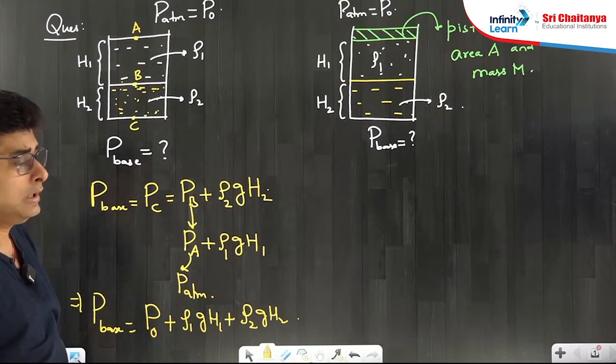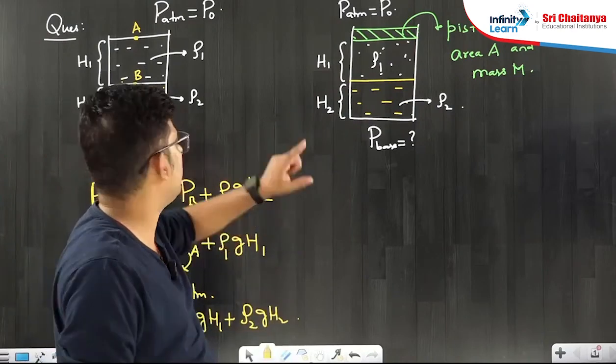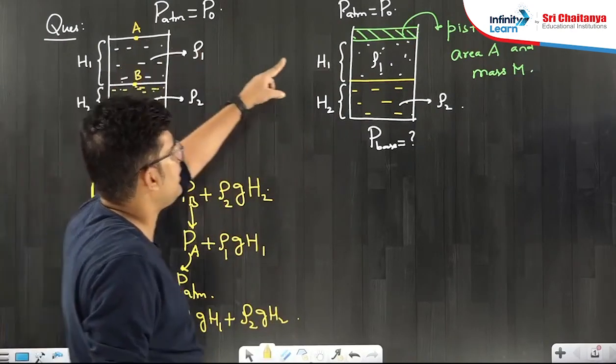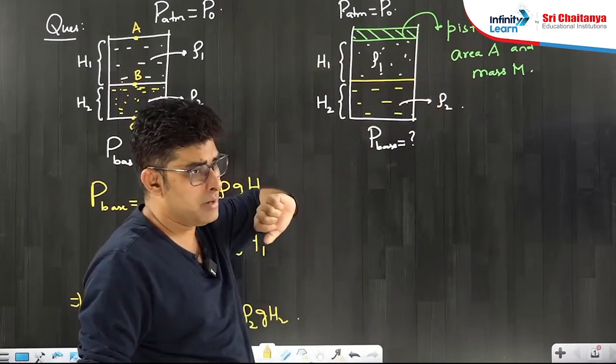Okay. Now the same thing if I apply here, the case is slightly different, because the first vessel was open to atmosphere and here we have kept a piston whose area is A and which also has mass.